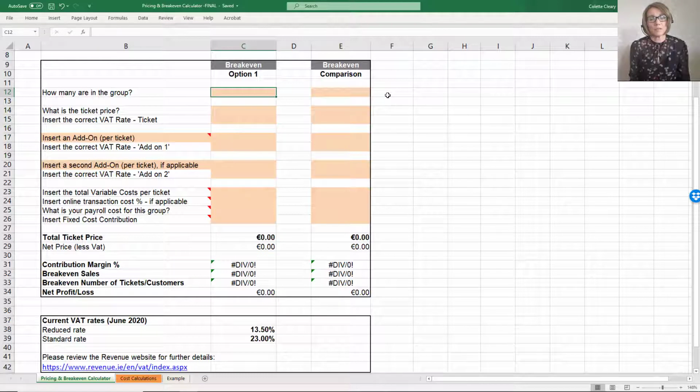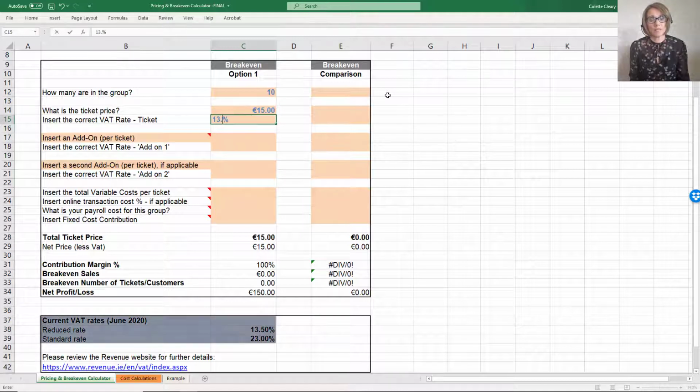Insert the number of people in the group. What is the ticket price? Insert the ticket price including VAT. Then insert the correct VAT rate for the ticket. The current VAT rates, reduced and standard, are shown here.